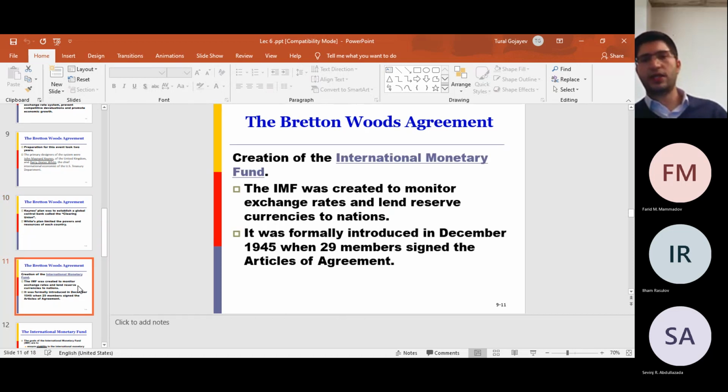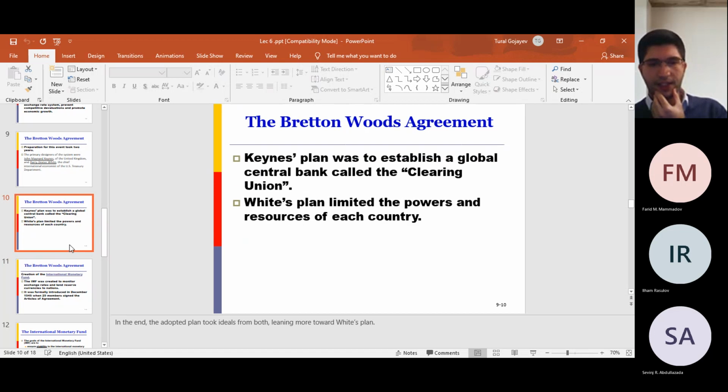What happened after that? The creation of the International Monetary Fund. It was created to monitor exchange rates and lend reserve currencies to nations. In the end they adopted a plan that took ideas from both plans I was talking about, Keynes' plan and White's plan, but leaning more toward White's plan. So the general creation of the IMF was similar to Harry Dexter White's plan.